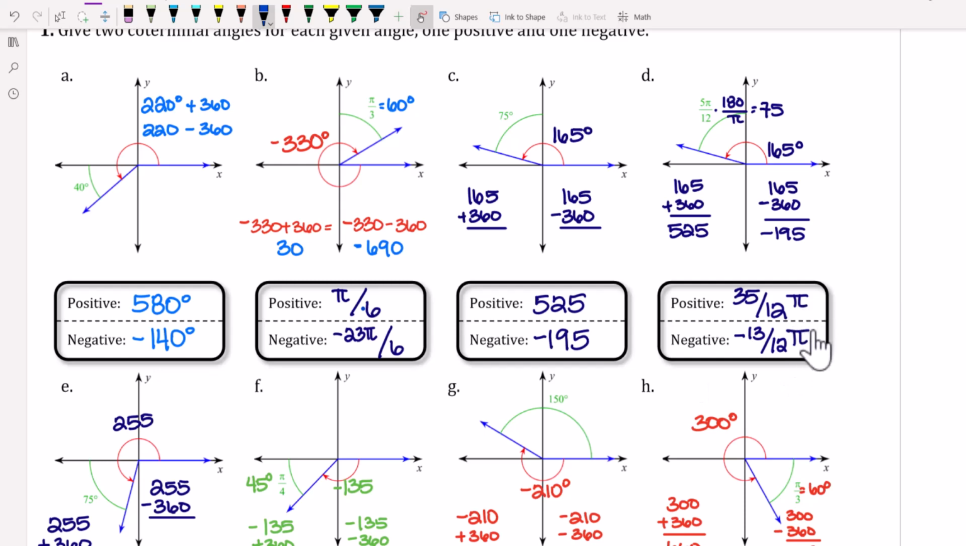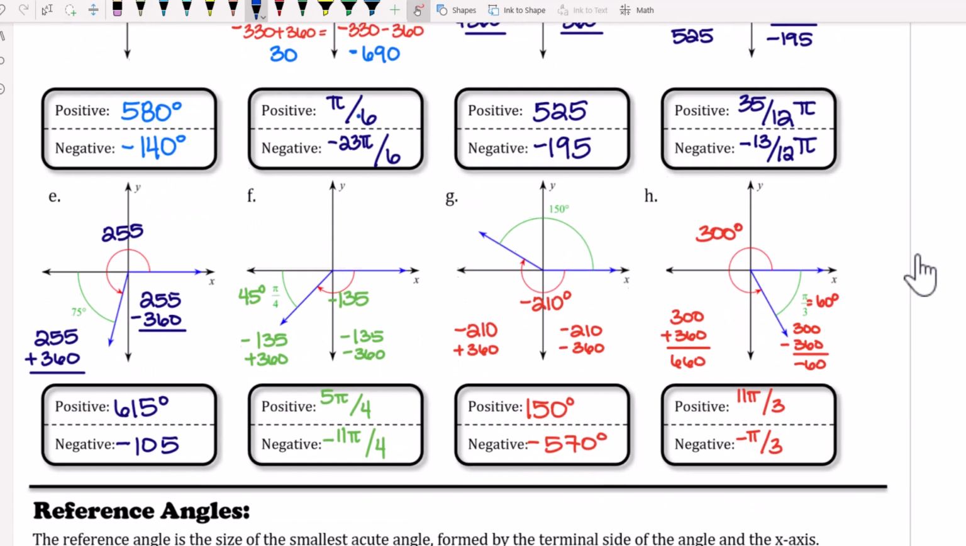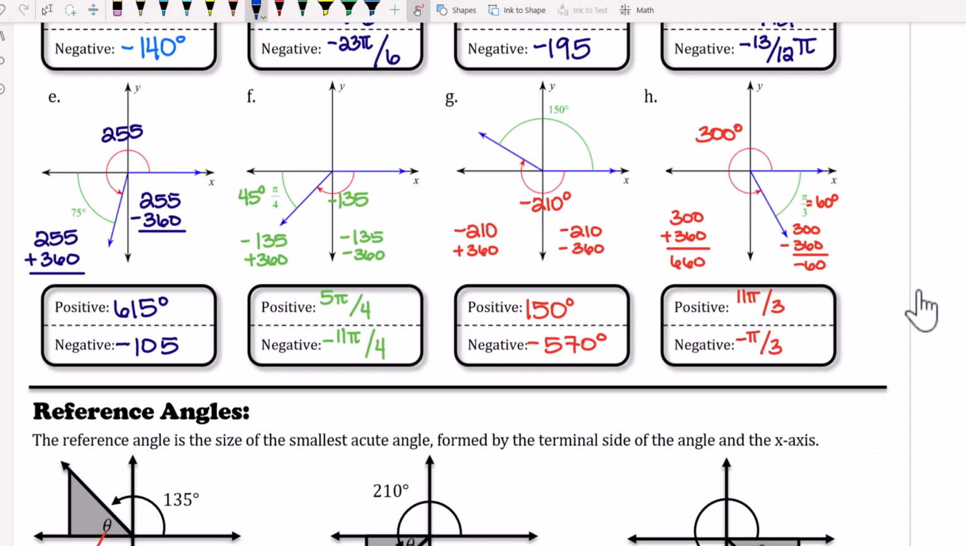D, here are my solutions here, and here's what I did. I just took the 5 pi over 12, and I multiplied that by 180 over pi to work with a degree. That was a little bit easier. And then I added 360, subtracted 360, and then I just converted these solutions right here back to radians. Okay, now let's take a look at E through H. So here is what we should have done on E through H.